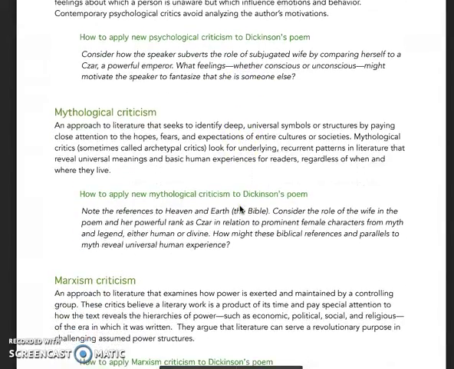Mythological criticism, then, we would interpret the text looking for archetypes or symbols that are at play in the text. So we look for any type of reoccurring pattern in literature, or any type of universal meaning that's held in a symbol.